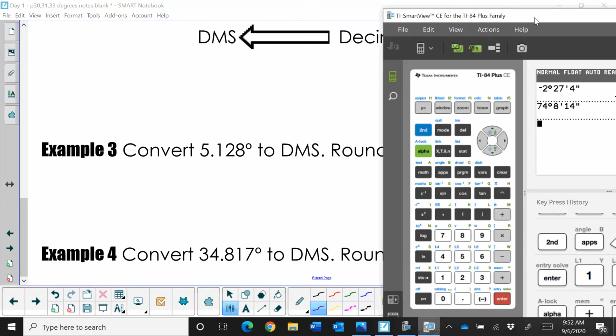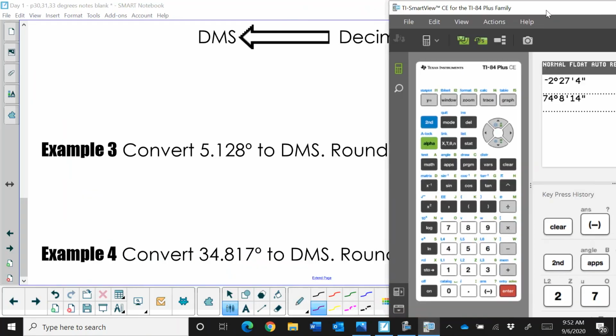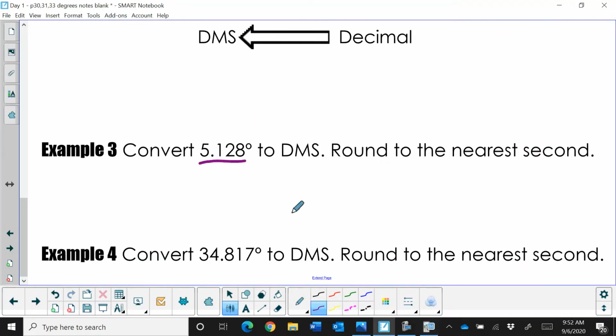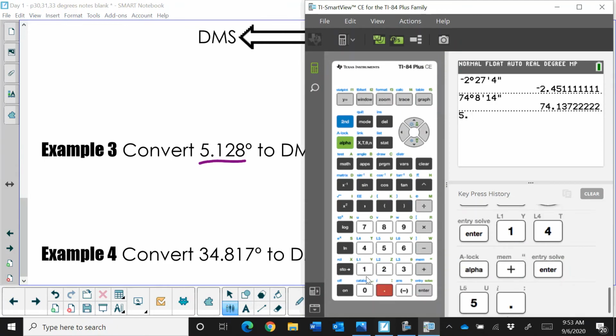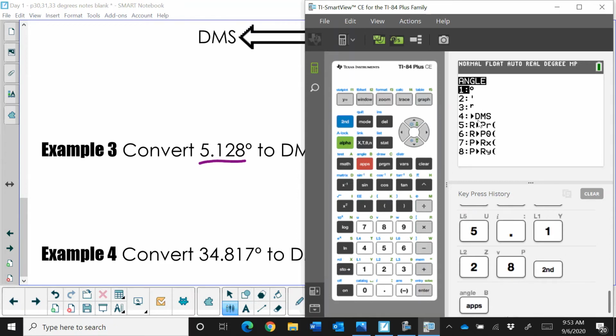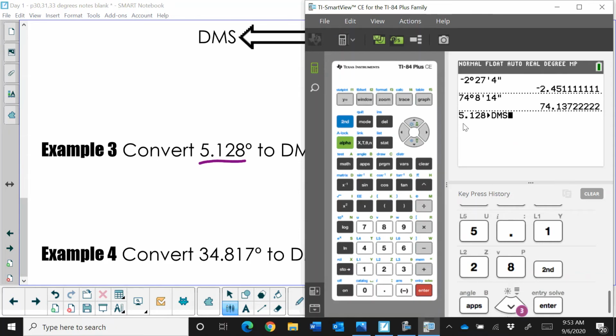So we're just going to type into the calculator our degree in decimals. So this one is 5.128 degrees. You don't have to put the degree mark, but we're going to hit the second and the apps button. And notice choice 4 is DMS. That is our conversion button. It will just convert it for us. So we'll hit enter twice because you're just defining what function you want. And it's 5 degrees, 7 minutes, and 40.8.